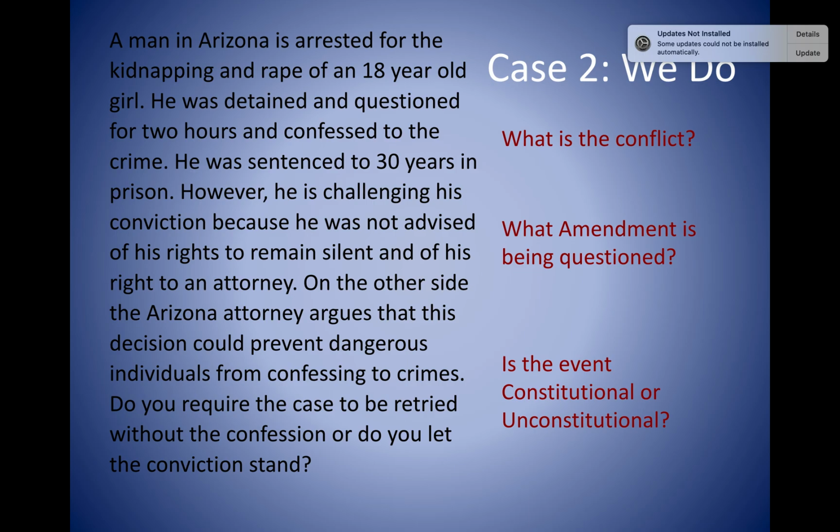A man in Arizona is arrested for kidnapping and raping of an 18-year-old girl. He was detained and questioned for 2 hours and confessed to the crime. He was sentenced to 30 years in prison. However, he is challenging his conviction because he was not advised of his rights to remain silent and of his rights to an attorney. On the other side, the Arizona attorney argues that this decision could prevent dangerous individuals from confessing to crimes. Do you require the case to be retried without the confession, or do you let the conviction stand?